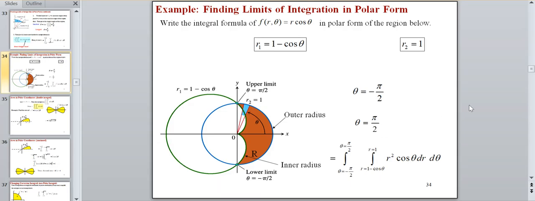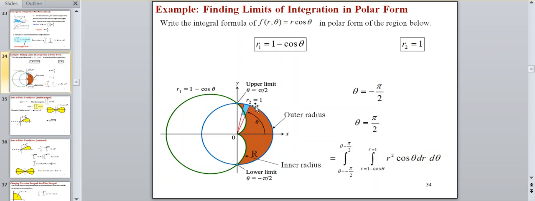Okay, now let's take a look at this example. We want to write the integral of this function f of r and theta equals r cosine theta on this bounded region R. You can see here, simply speaking, the region R is bounded between these two curves. One is a circle, a unit circle centered at the origin.